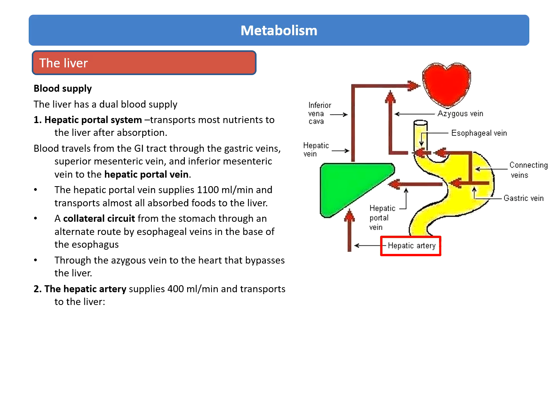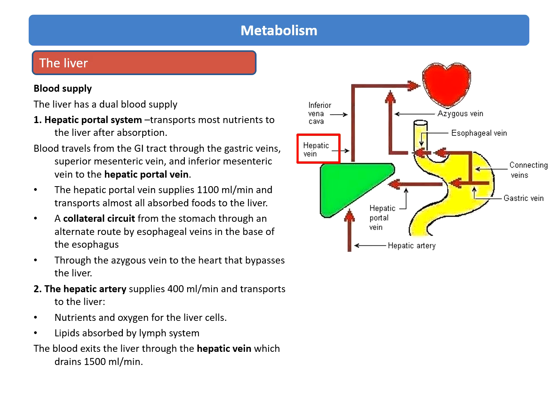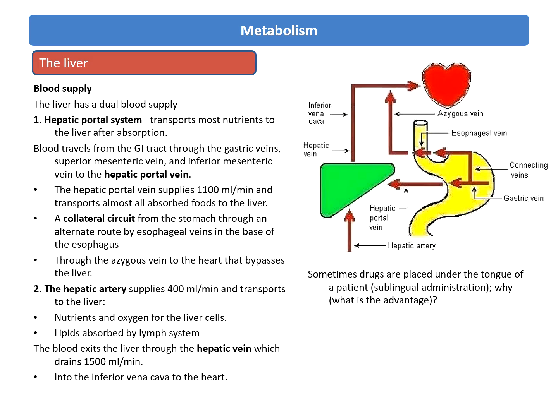The hepatic artery is the other route. It supplies roughly 400 milliliters a minute. Think of that as supplying the nutrients and oxygen to the liver. Keep the liver cells alive. Lipids that are absorbed into the lymph system are also transported eventually by way of the hepatic artery. Blood exits the liver through the hepatic vein, which drains 1,500 milliliters a minute. Notice that's the total 1,100 plus 400. The blood is transported into the inferior vena cava and to the heart.